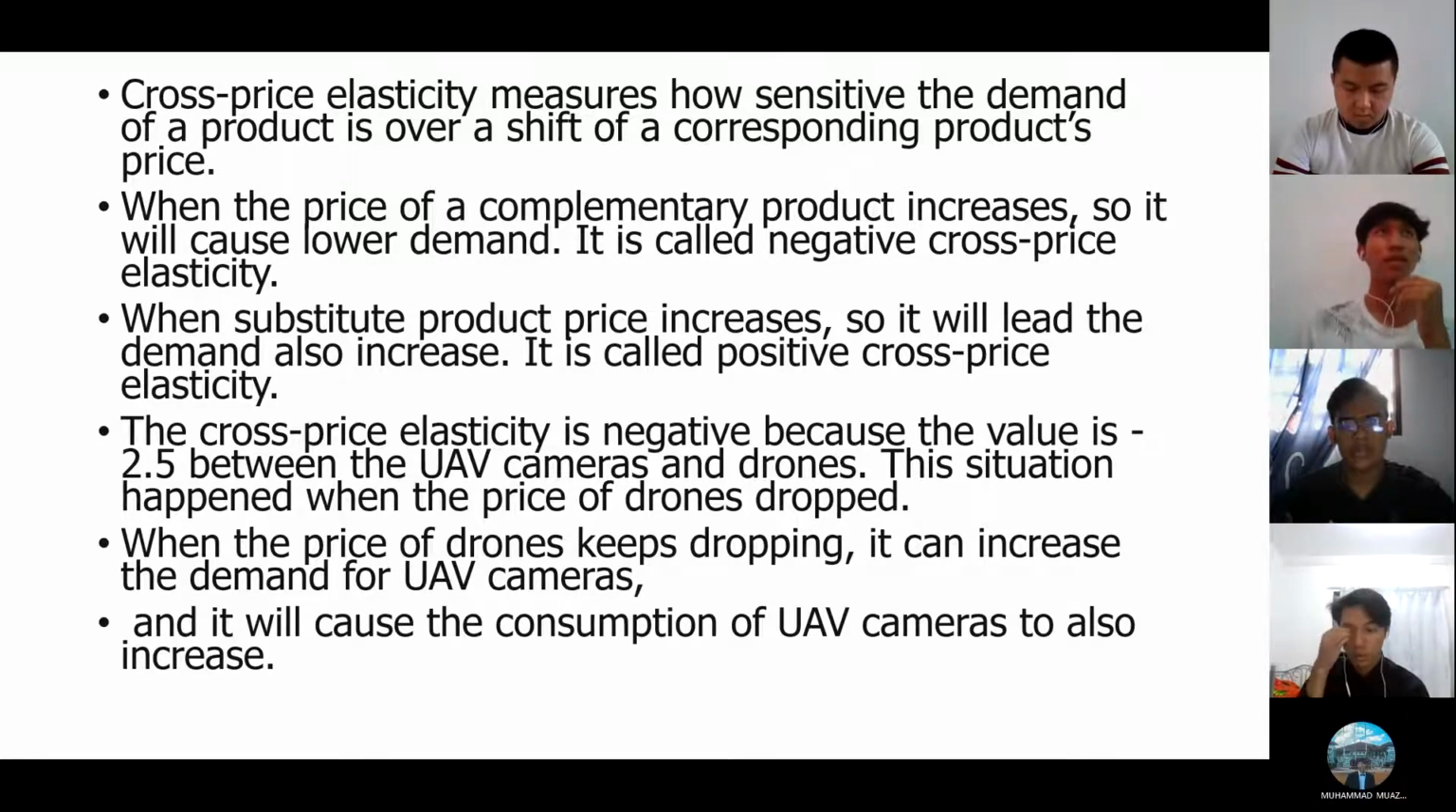So in the photographer section, they need to use a lot of UAV cameras and drones for their work. Therefore, if the price of drones keeps dropping, the demand for UAV cameras will increase because the consumption of UAV cameras will increase. Thus, I will advise the UAV camera maker to produce more UAV cameras to satisfy the demand for drones. Okay, next slide.